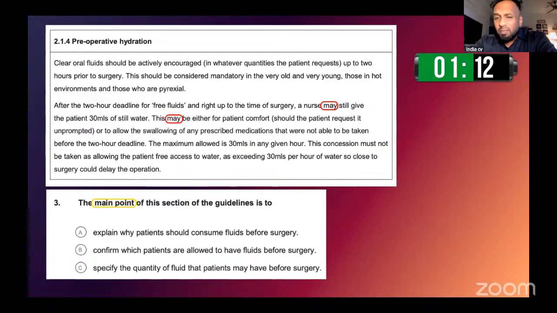So what is it all about? It is all about the amount of fluid that you can give the patient before the surgery, right? There is an obligation. The concession must not be taken as allowing the patient free access. So it is not for a particular patient, like a young patient or an elder patient. No, it's for all the patients.